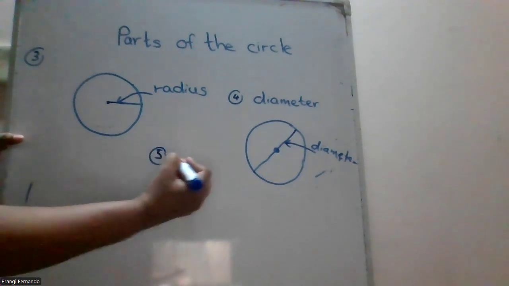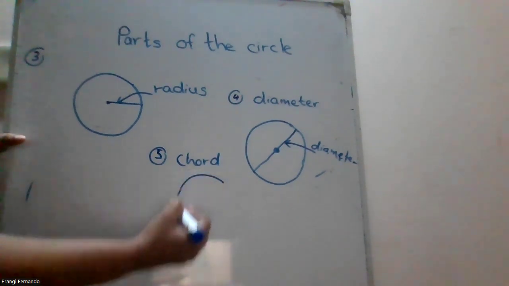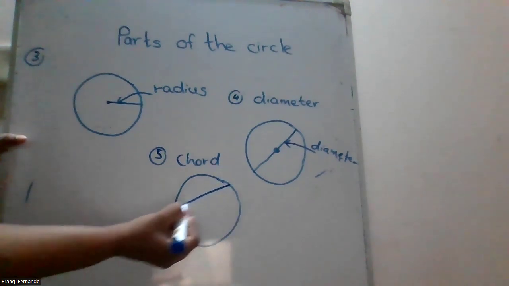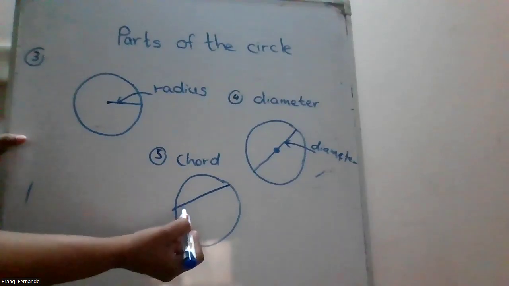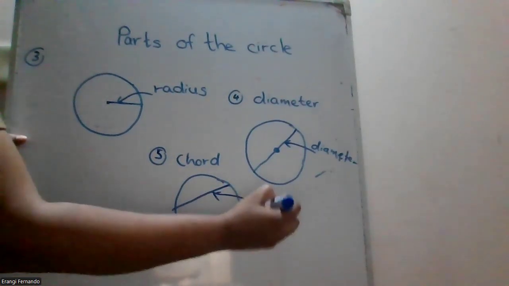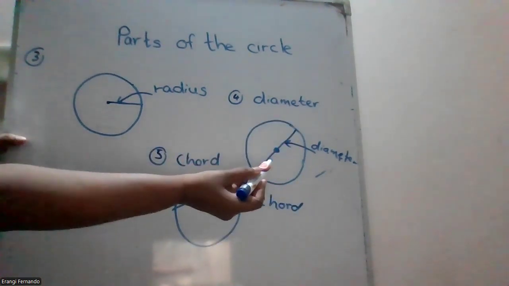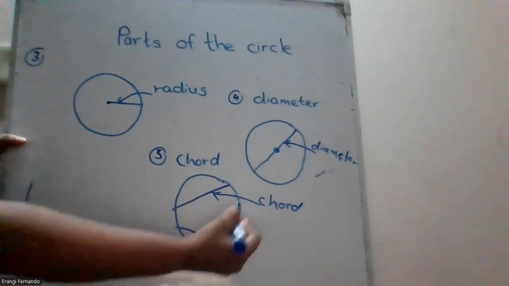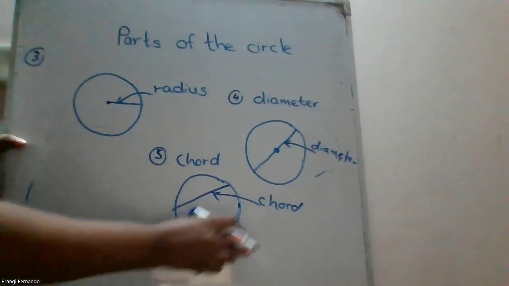Number 5. Chord. Now this is a circle, right? When we just draw a line from circumference to circumference, that line we call chord. Now the diameter goes passing through the center. But a chord, you can draw anywhere here. Everywhere it's a chord.